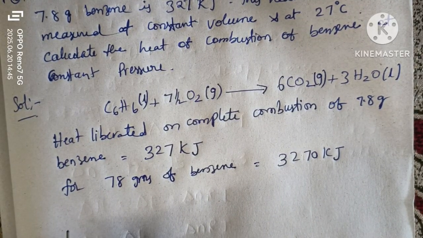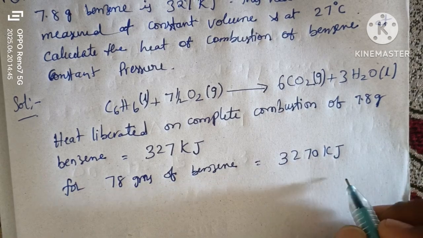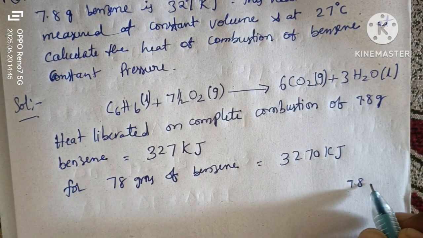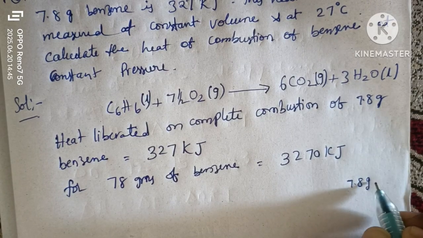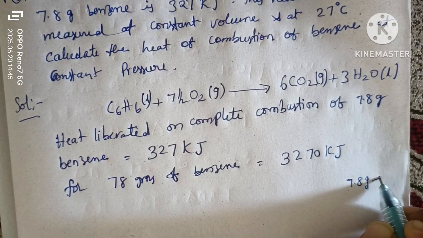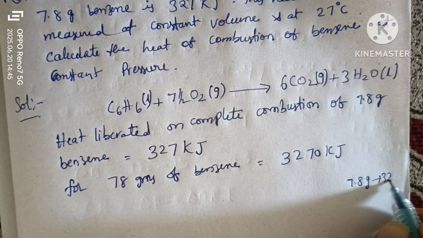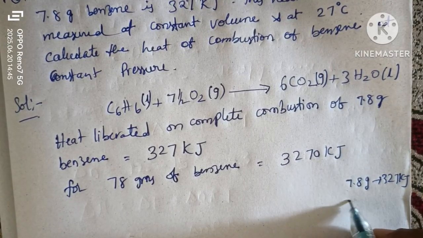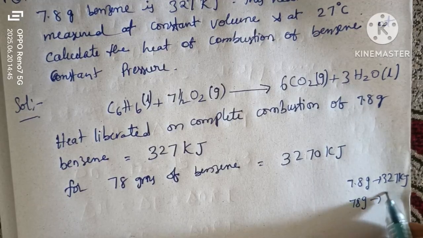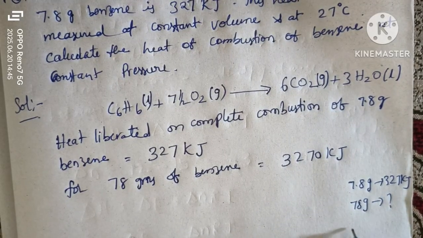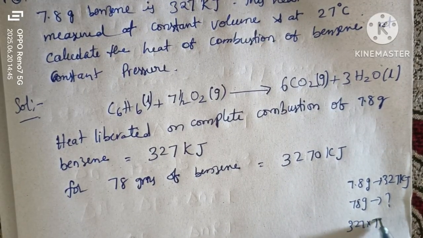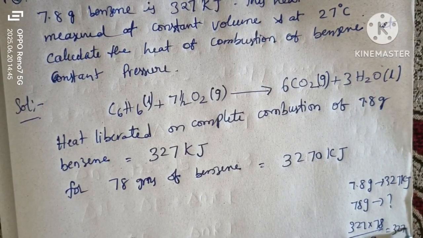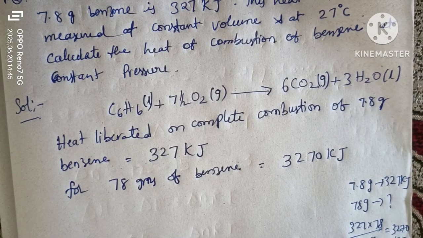Okay, you just do cross multiplication as well. 7.8 grams of benzene liberates 327 kilojoules. 78 grams of benzene, how much? You just do the cross multiplication. 327 into 78 by 7.8, that will give 3270 kilojoules.